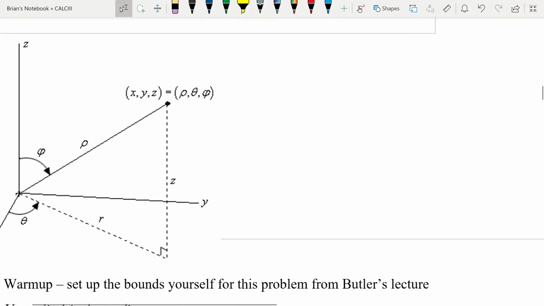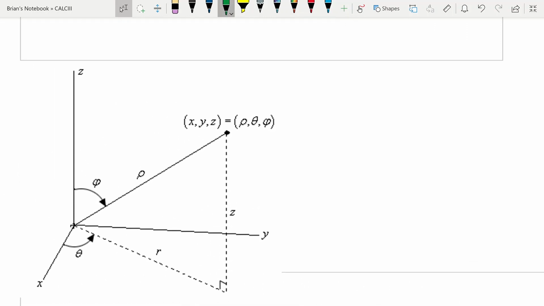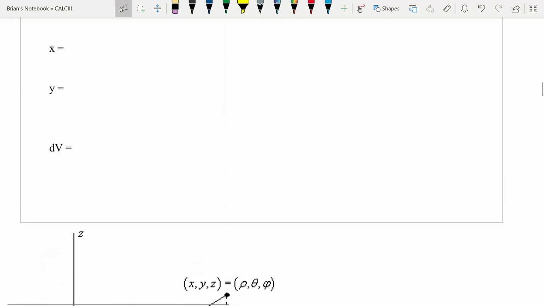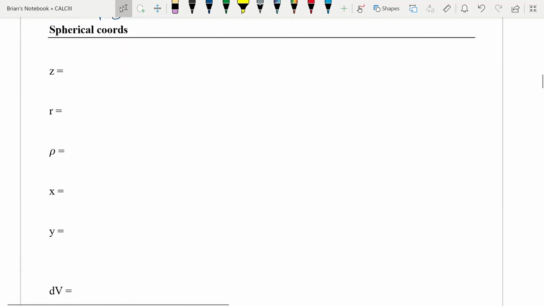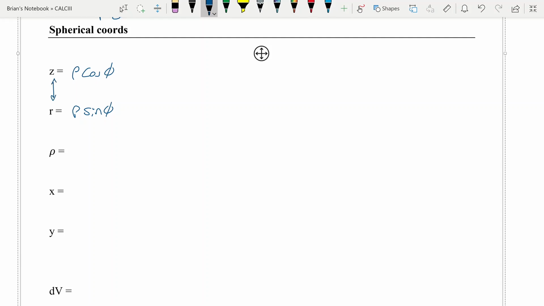So remember, we're talking about cylindrical. We've got the r, we've got the theta, and then we've got our z. So that's what we care about for the cylindrical. But if we're talking about spherical, okay, now we can talk about spherical. z is equal to rho cosine phi. So we've got a phi in there. r is equal to rho sine of phi. So if we're converting from cylindrical to spherical, those two are pretty helpful.